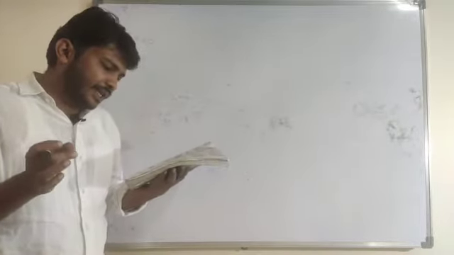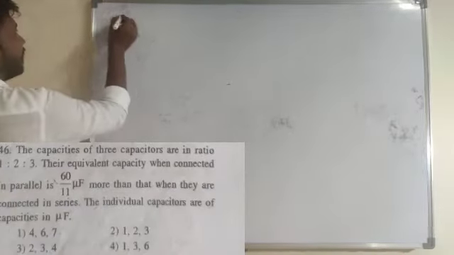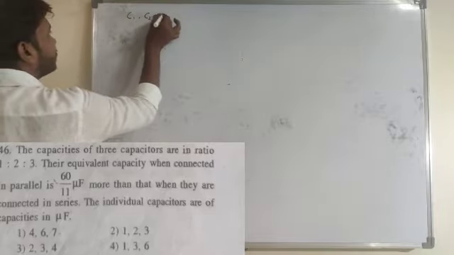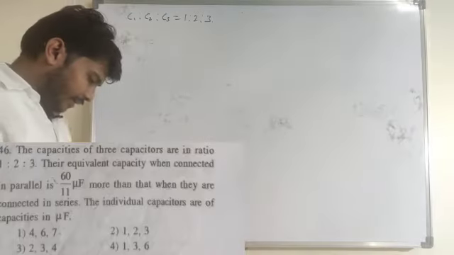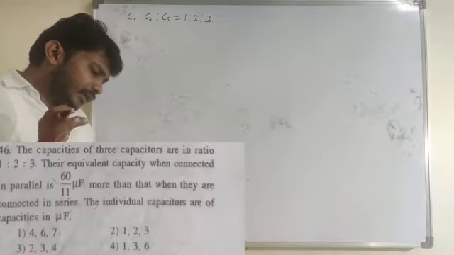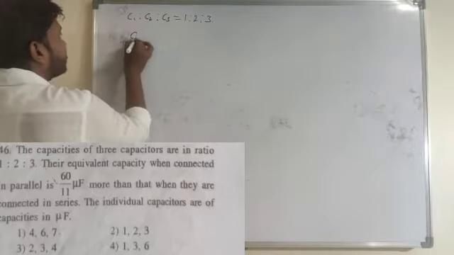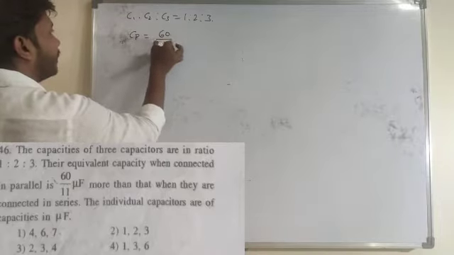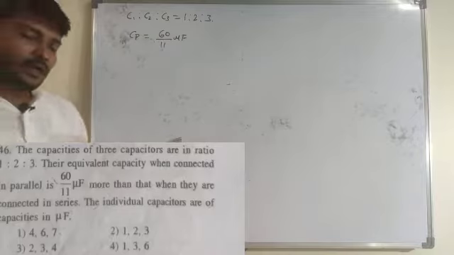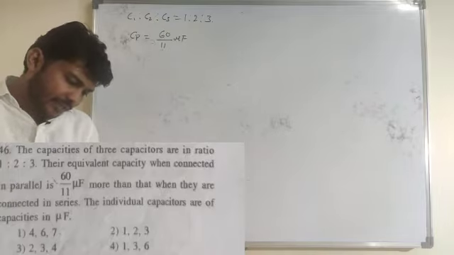The capacitances of three capacitors are in the ratio 1:2:3, so C1 is to C2 is to C3 as 1:2:3. The equivalent capacity when connected in parallel is 60 by 11 microfarad, more than that when they are connected in series.